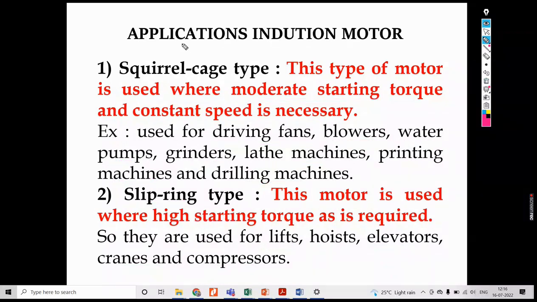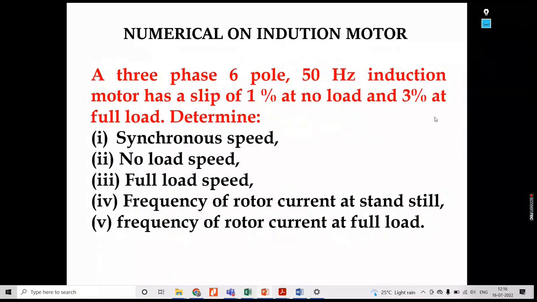One question paper has asked the application of squirrel cage and the slip ring itself. It is for 4 marks, so you can concentrate on the same. It ought to be there in my notes also. Then I have discussed this problem also.